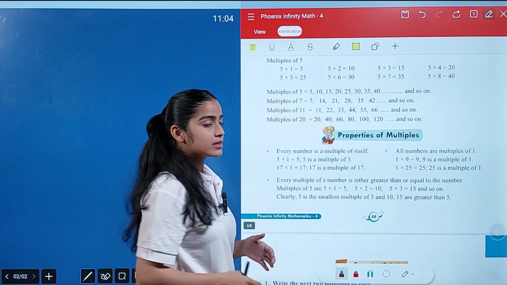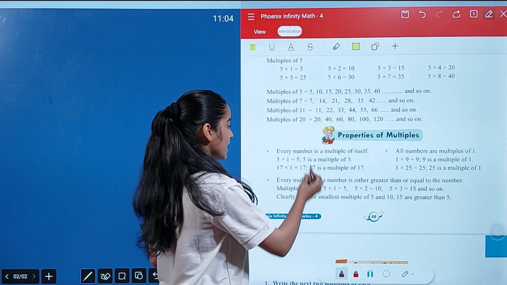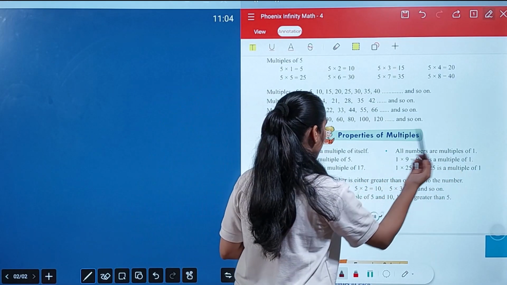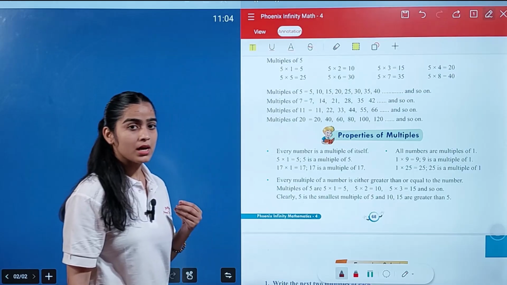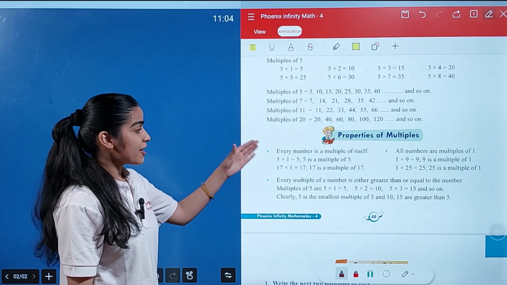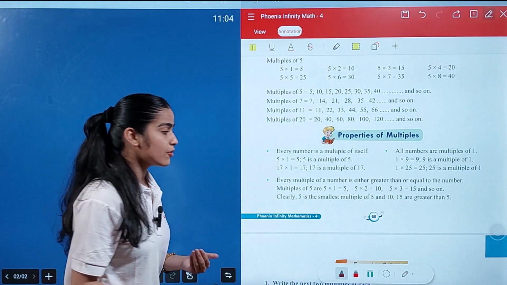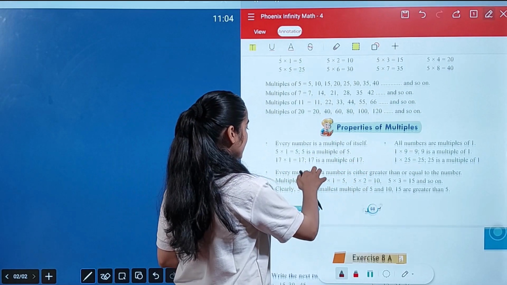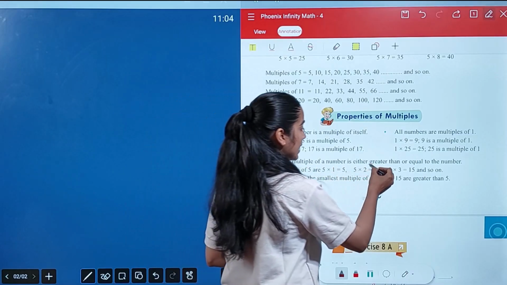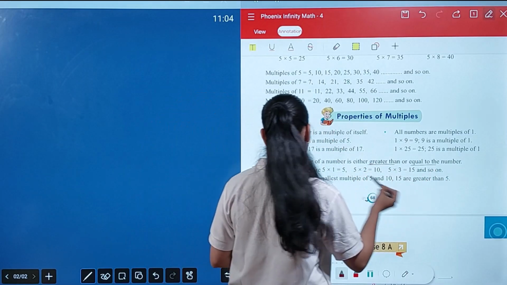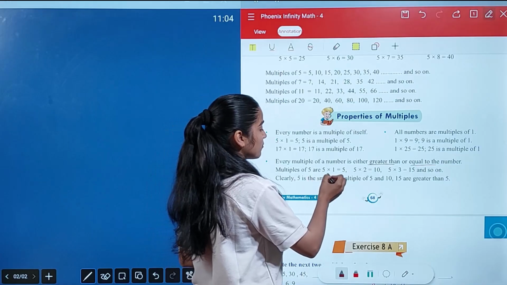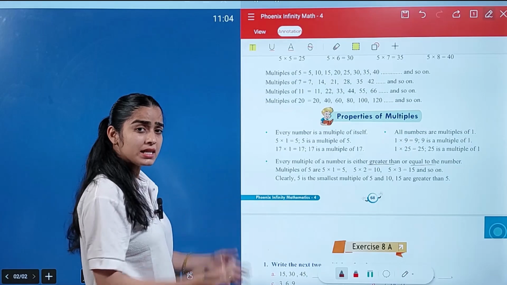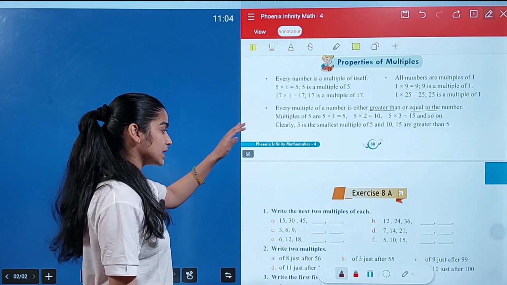Now, we are discussing the properties of multiples. Every number is a multiple of itself. All numbers are multiples of 1. It means that all numbers are multiples of 1 and every number is a multiple of itself also. So 5 multiplied by 1 is 5. 1 multiplied by 9 is 9. Every multiple of a number is either greater than or equal to the number. Multiples of 5 are 5 multiplied by 1, 5 multiplied by 2, and you can multiply 5 with any number, and those are your multiples of 5.